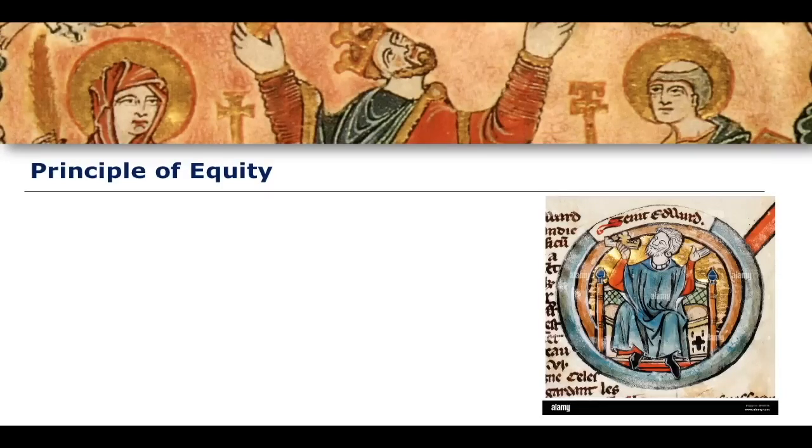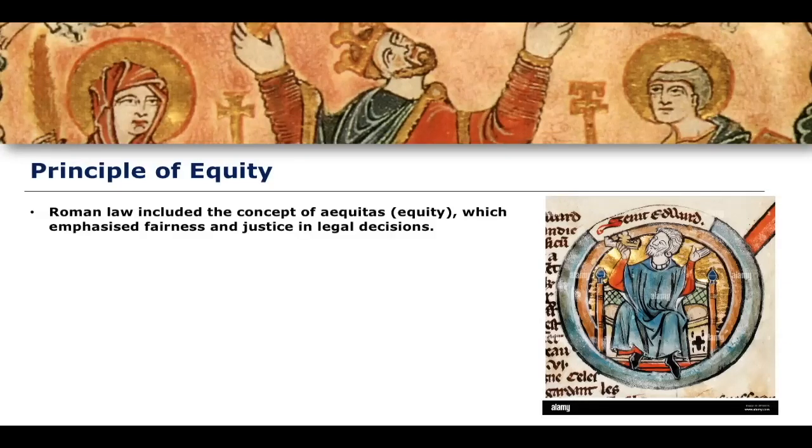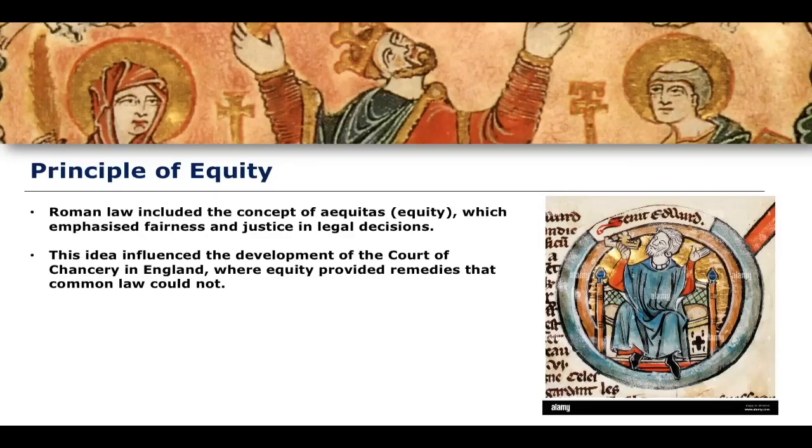Another very important part of the English legal system that we will spend time thinking about on its own is also this principle of equity, the idea of equity, beginning within the Roman law. Again, the Roman law included the concept of what was known as equitas, or equity, which emphasized the nature of fairness and the nature of justice within legal decisions. This development leads to the influence of, and the influence by, the English Court of Chancery. The English Court of Chancery was a system of law which would essentially provide remedies that were in equity that the common law did not.